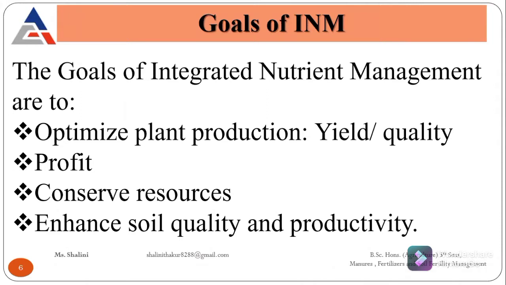Next are the goals of INM. Basically the goal is to optimize plant production in the form of yield and quality. If we are growing a simple wheat crop and applying about 250 kgs of urea, the quality gets inferior. We get the yield, but we don't get a quality product. It is only a quantitative product at that time.